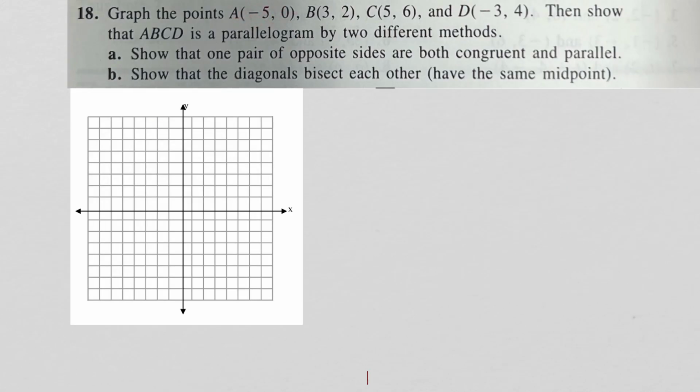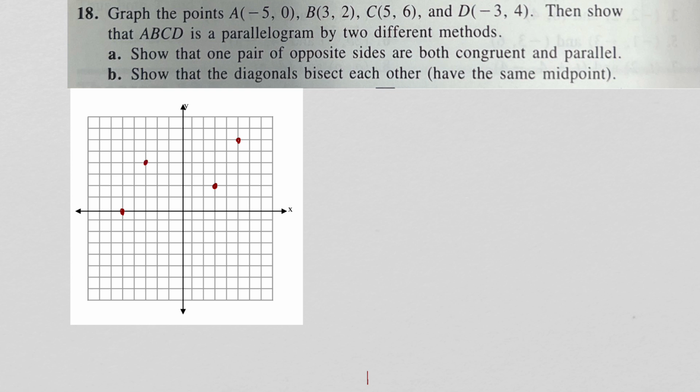Okay, I'm going to graph the point negative 5, 0. 1, 2, 3, 4, 5, 0. That's point A. 3, 2. This is going to look weird because this graph paper looks messed up. 5, 6. 5, 1, 2, 3, 4, 5, 6. Negative 3, 4. 1, 2, 3, 1, 2, 3, 4.